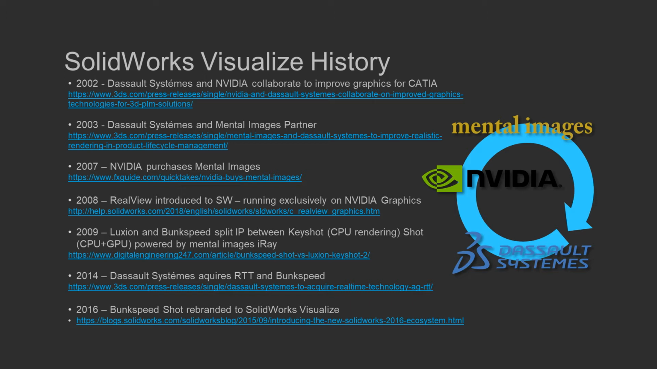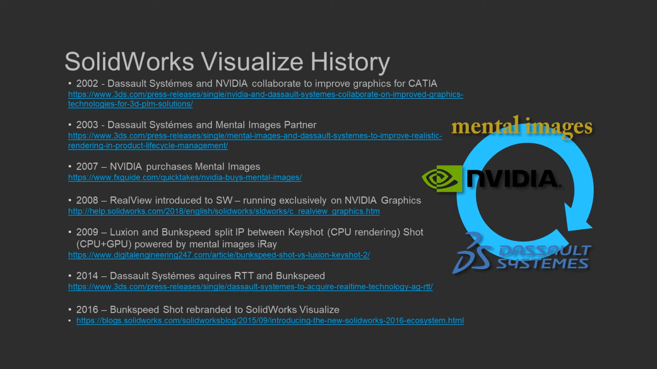In 2008, SolidWorks 2008 introduces RealView. And as you know, RealView is the semi-realistic, real-time graphics that you get in SolidWorks that takes advantage of NVIDIA graphics technology. And at that point, I think it was just NVIDIA. It's since able to be utilized with AMD cards and others.